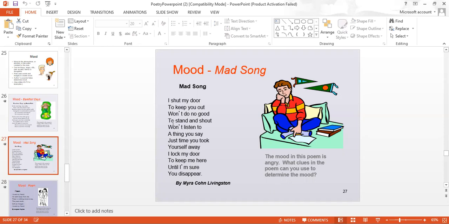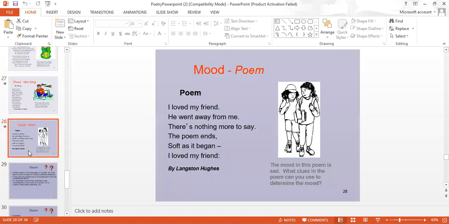So you see that this poem is an angry mood. The poem is creating that angry atmosphere. And then we can go ahead and talk about another mood.